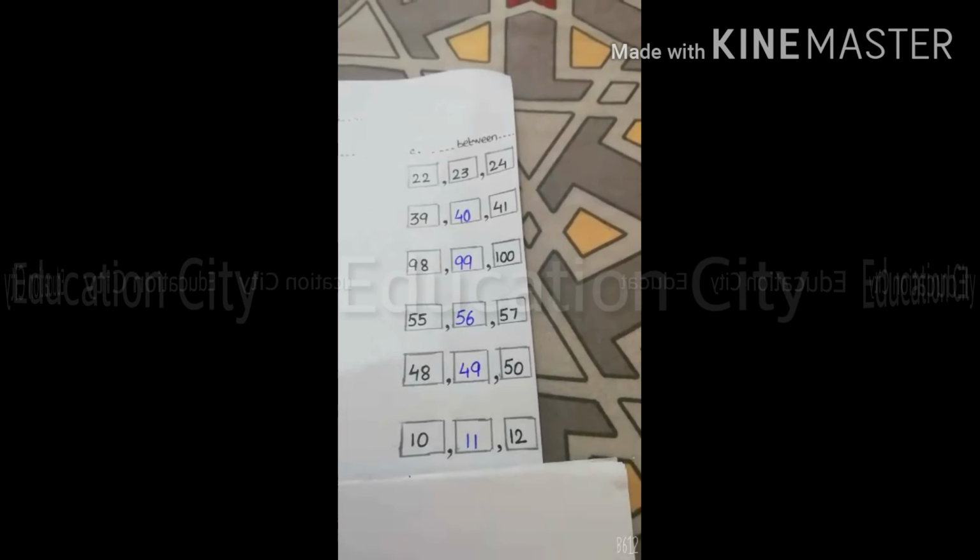10 is a before number, and 12 is an after number. In between, 11 is a between number of 10 and 12.